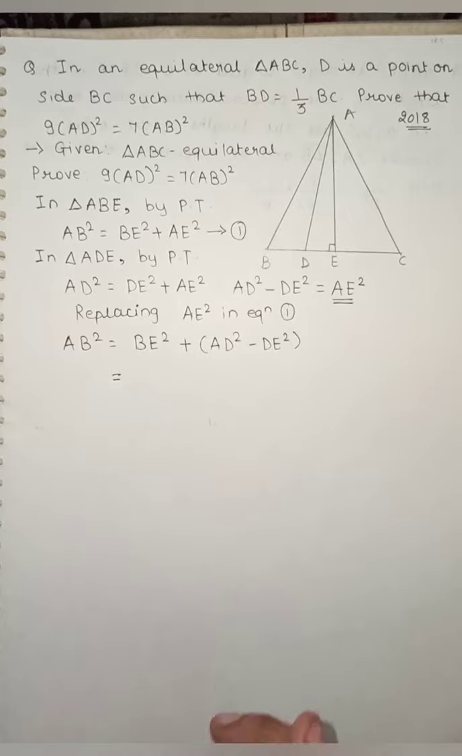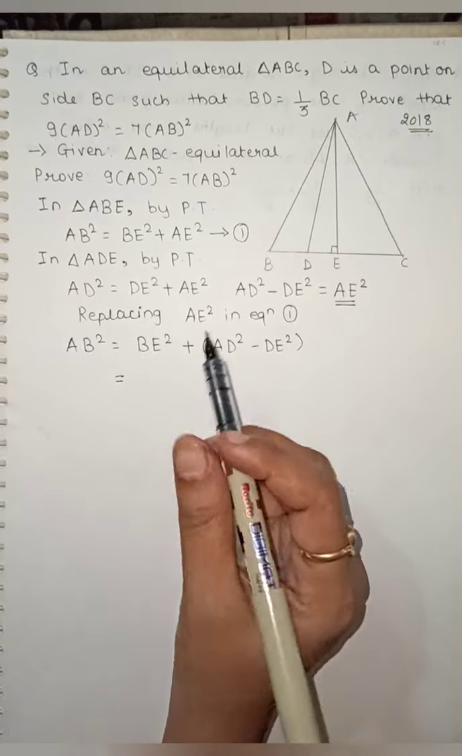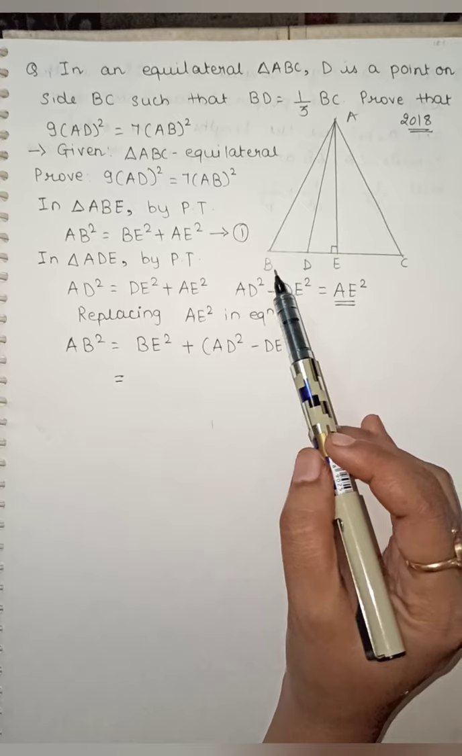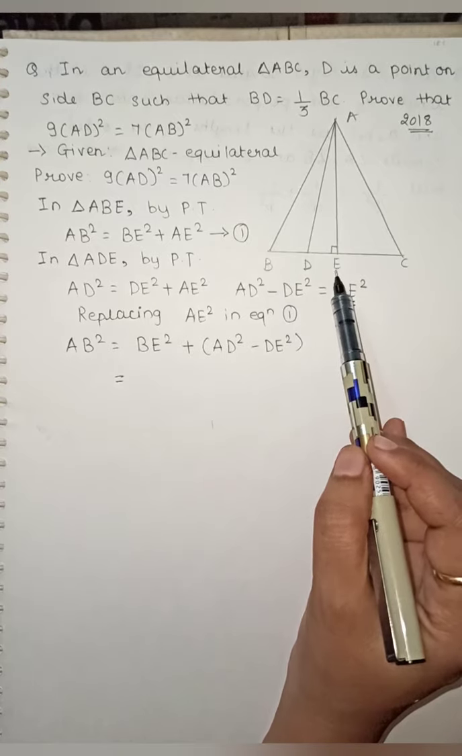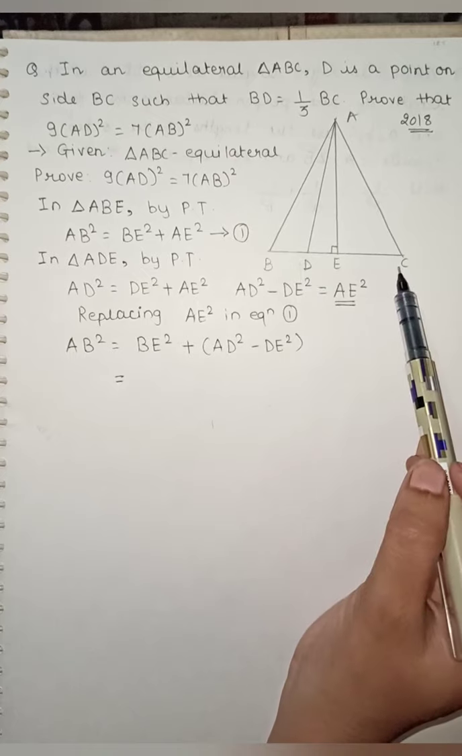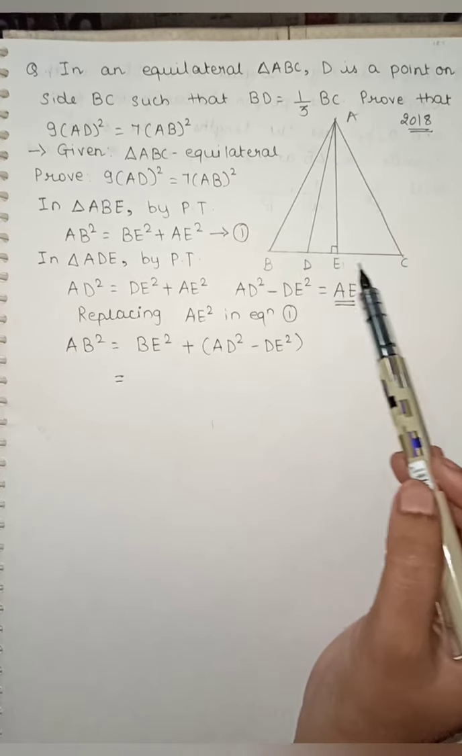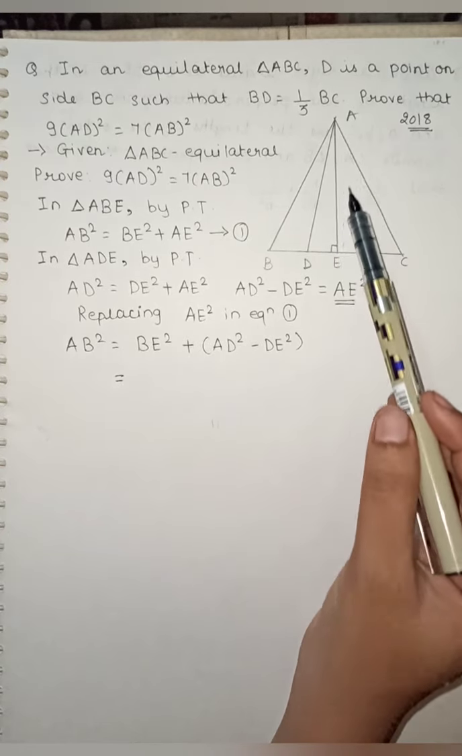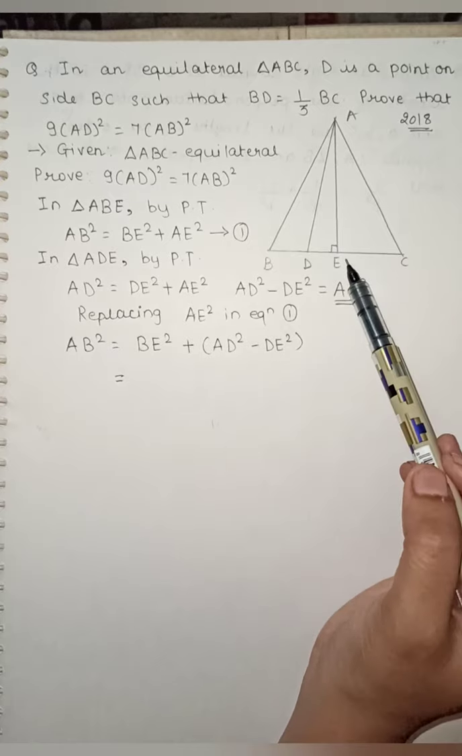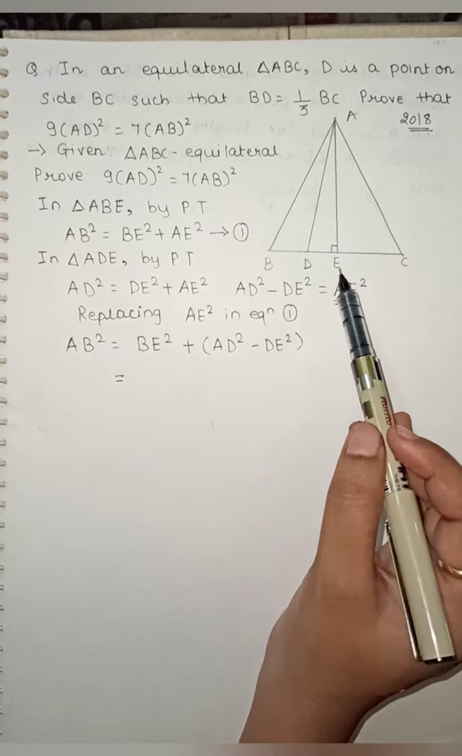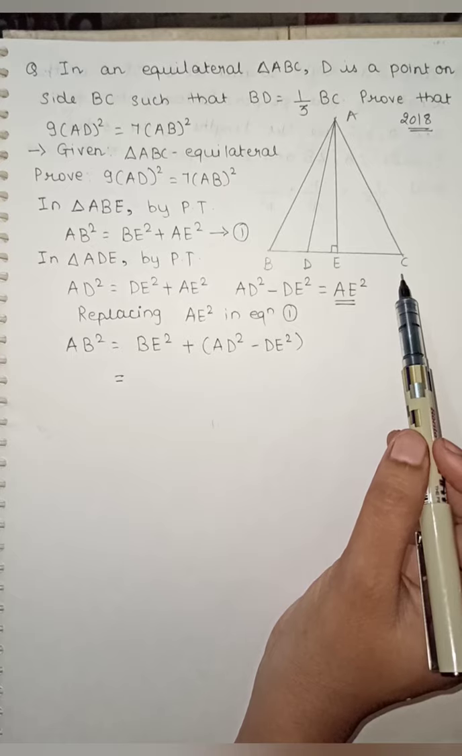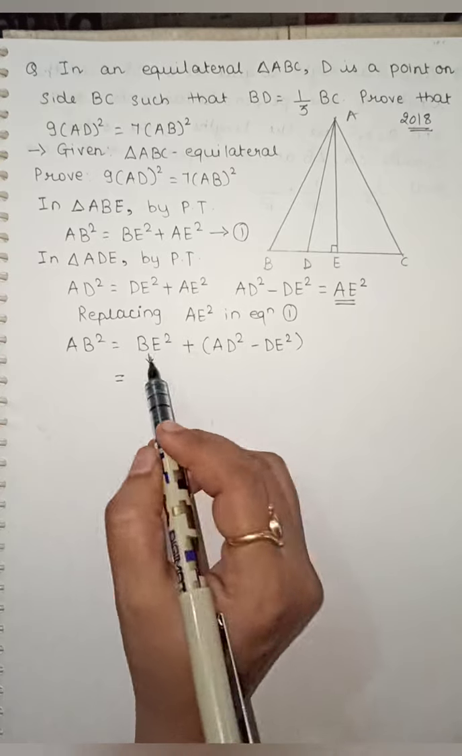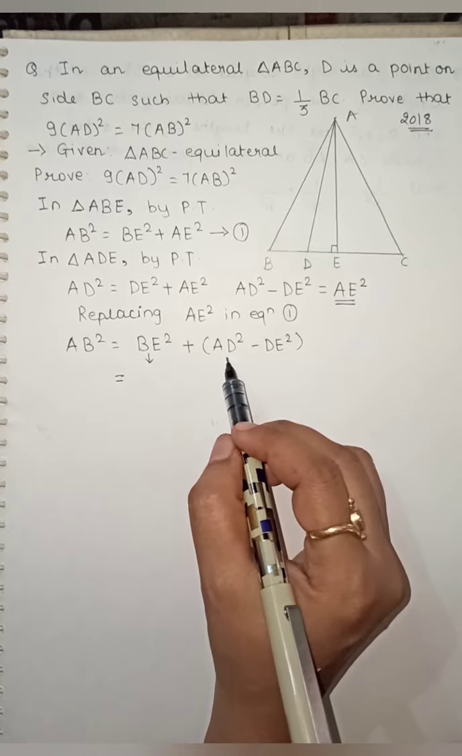Okay, so how can we simplify? In the question, I want just AB and AD, isn't it? It means BE is what part of BC? Since triangle ABC is an equilateral triangle, and the property of an equilateral triangle says the altitude and median are the same, AE is an altitude and also the median, which means BE will be half of BC. So I can write BE in terms of BC. Fine, AD I want, so I will not change AD, I will keep it as it is.